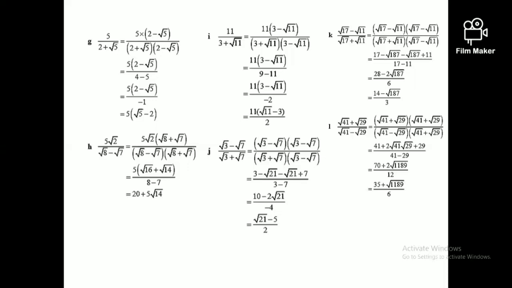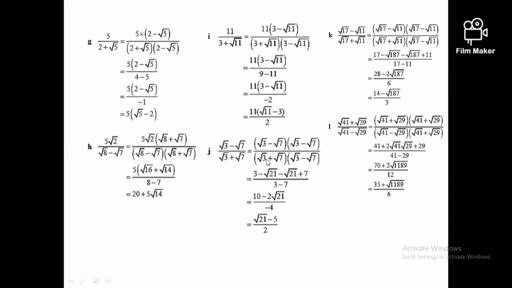In this question, we need to find root 3 minus root 7 divided by root 3 plus root 7. What you need to do? Multiply both numerator and denominator by the opposite of that, that is root 3 minus root 7. Then root 3 into root 3 is root 9, that is 3. Root 3 into minus root 7 is minus root 21. Minus root 7 into root 3 is minus root 21. Minus root 7 into minus root 7 is plus 7.